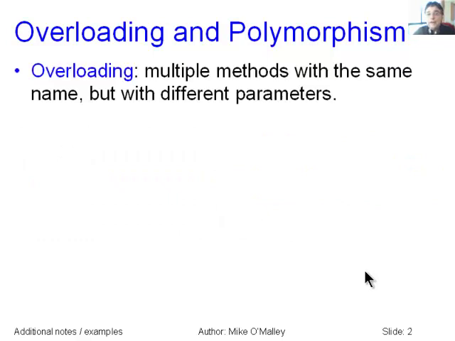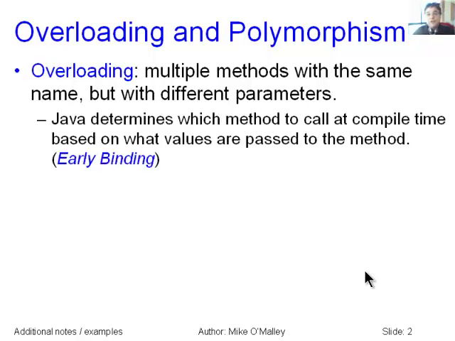Overloading is where you have multiple methods with the same name, but with different parameters. Java determines which method to call at compile time based on what values are passed to the method. So the values that are passed, the types of values, and the order they're passed in. That's how Java determines which method to invoke, and that's done at compile time. That's also called early binding because it's done at compile time, before you run the program.